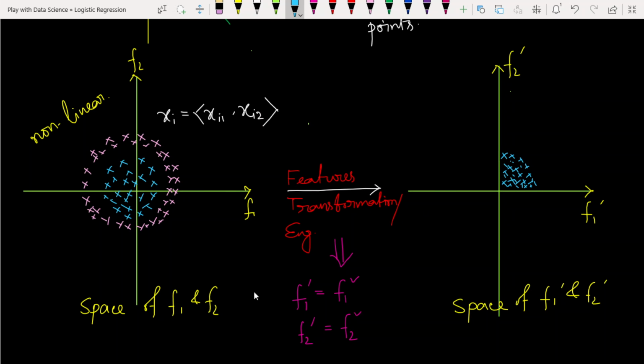Now, similarly, consider the pink data points. If we use these transformations, every data point is also transformed into positive directions only, f1 as well as f2. If we transform this data, then it will be plotted like this.